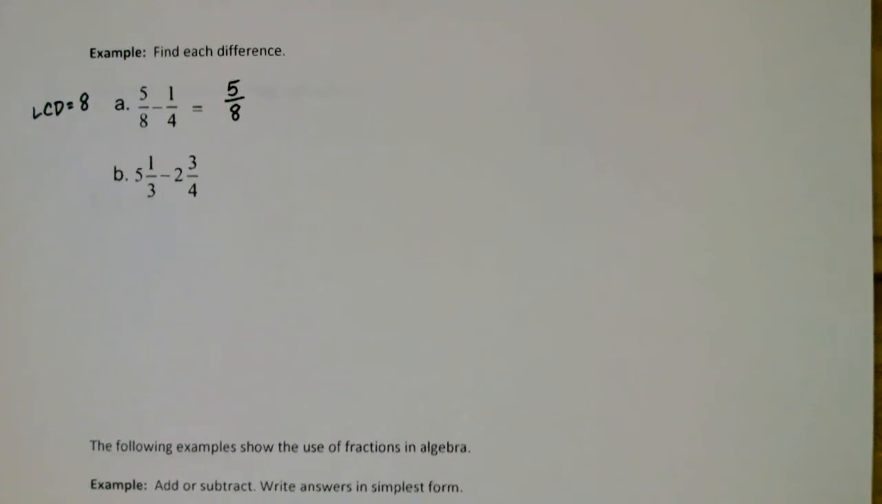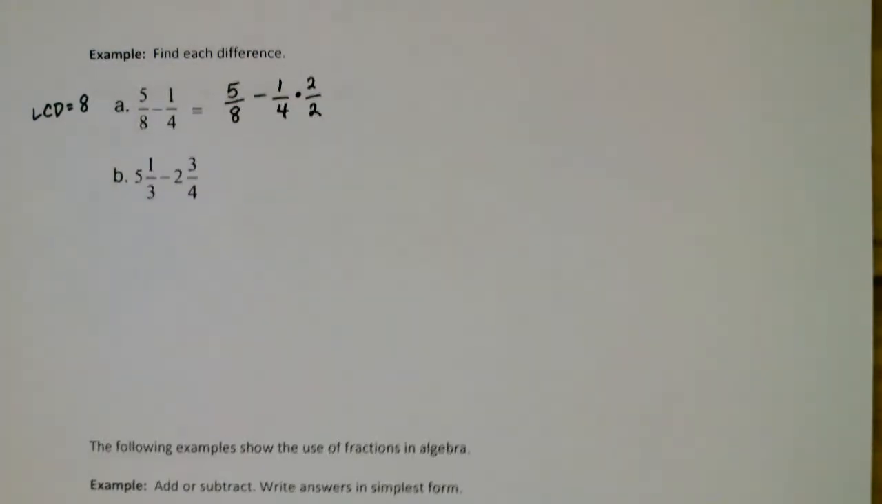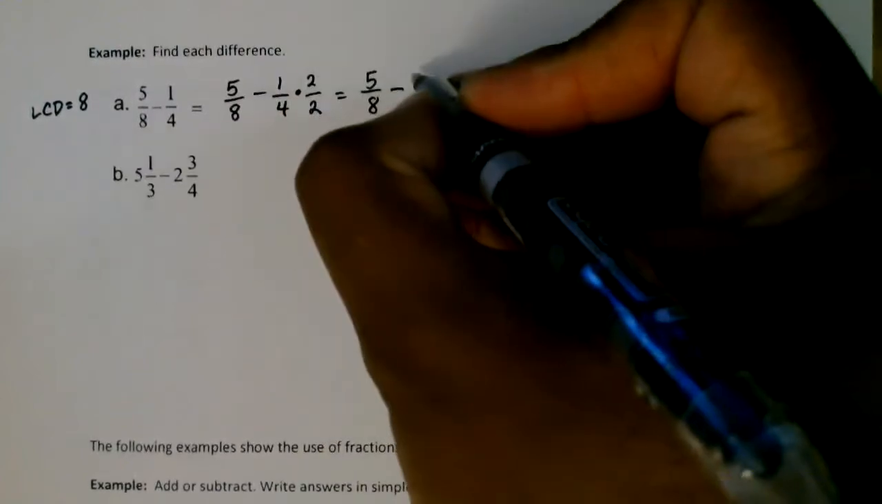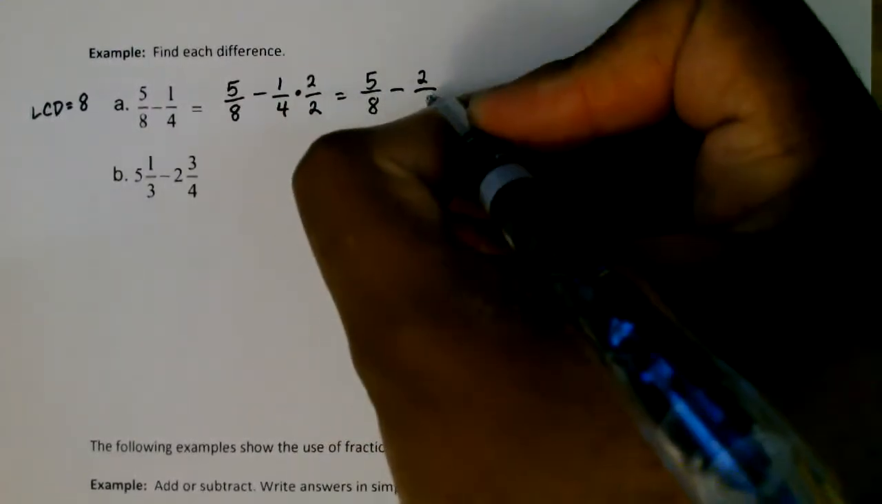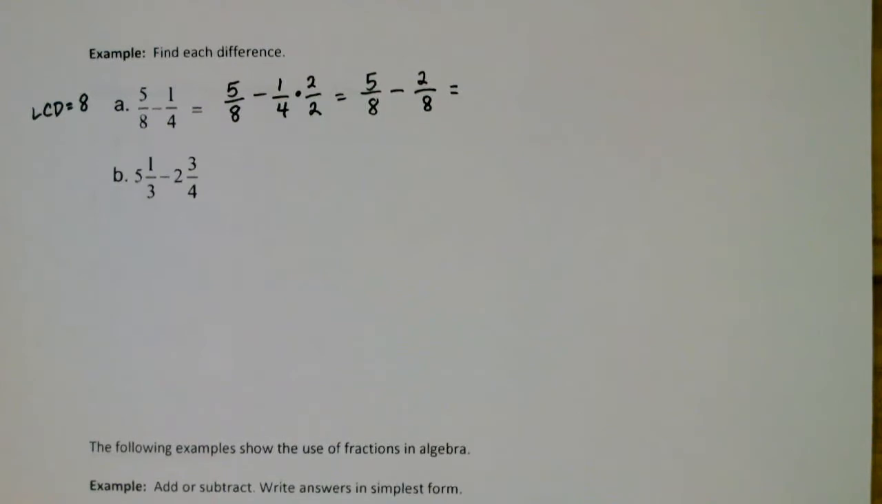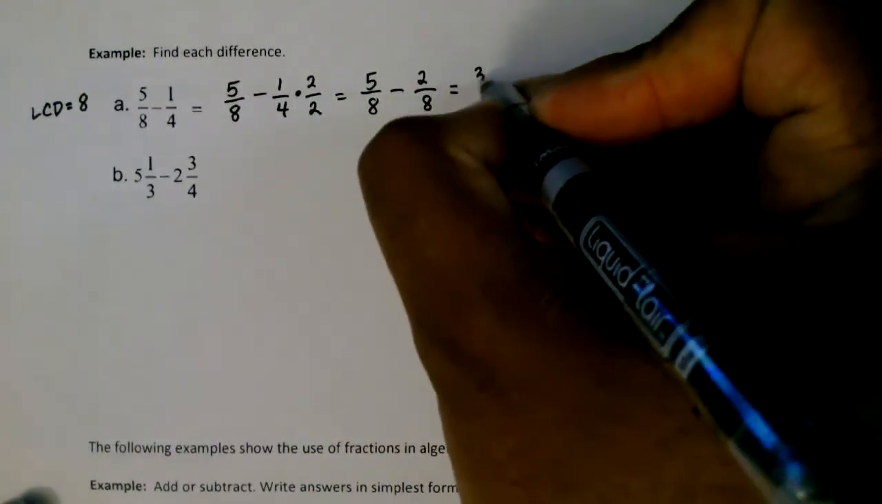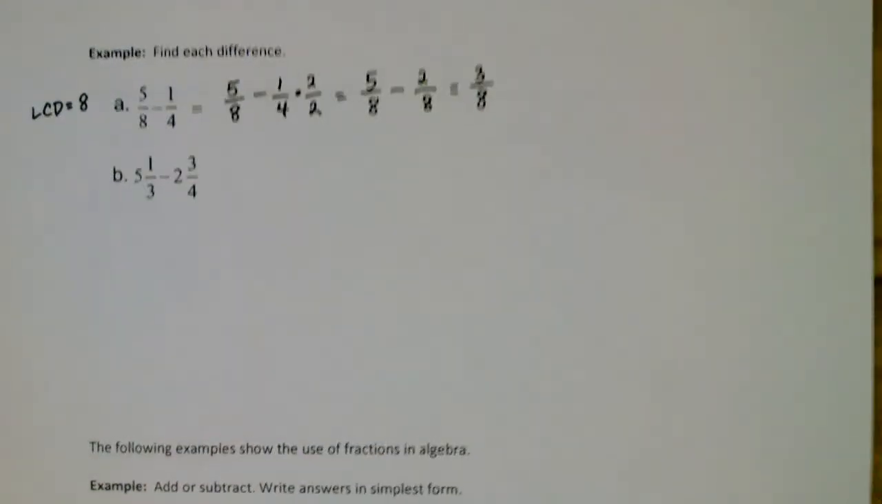Now let's write our equivalent fractions. For 5/8, we already have the denominator of 8. But for the 1/4, if I want that 4 to be an 8, I need to multiply the numerator and the denominator by 2. So I'm going to bring over the 5/8 minus 1/4 times 2 over 2. 1 times 2 will be 2 over 4 times 2, which will be 8. And then 5/8 minus 2/8 will end up being 3/8. So 5/8 minus 1/4 gives us the answer of 3/8.